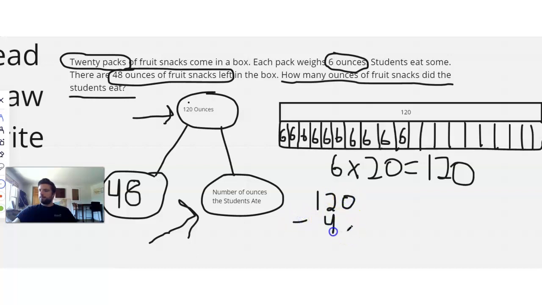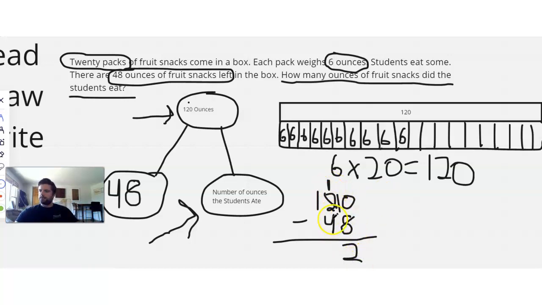120 minus 48. Make sure you line it up top to bottom and always start in the ones place. 0 minus 8. Cannot do that. We got to go next door. We're going to take this 2 in the tens place and turn it into a 1. Then we're going to add that 1 that we took from the tens place and turn this 0 into a 10. So now we have 10 minus 8. That's not that bad. 10 minus 1, 2, 3, 4, 5, 6, 7, 8. 2 fingers left. 10 minus 8 is 2.